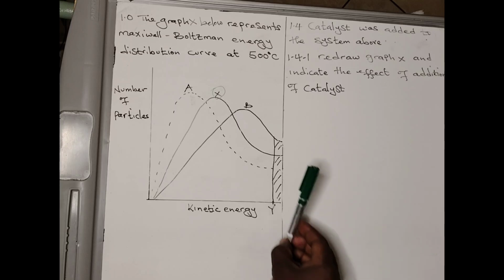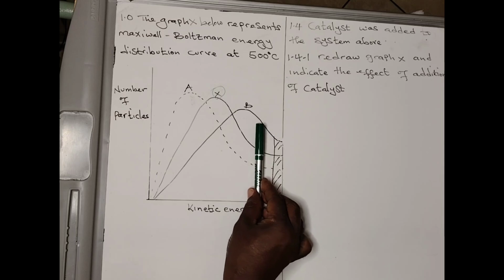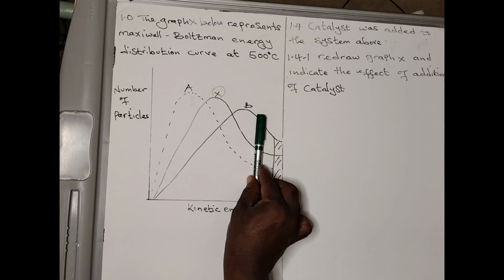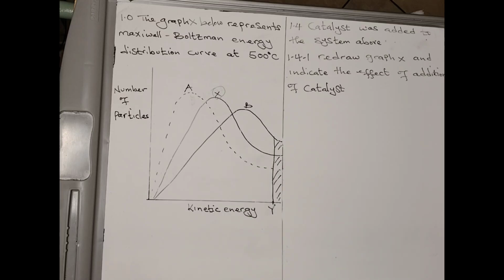So generally, what does the catalyst do? It lowers this energy Y, which we call activation energy, and shifts it. Lowering it means shifting it to the left, and that's the effect. What does it lead to? It leads to increase in the shaded area, and the shaded area represents number of particles with enough energy to react. So addition of a catalyst lowers activation energy, so increases the number of particles with enough energy to react. Let us put that one down.